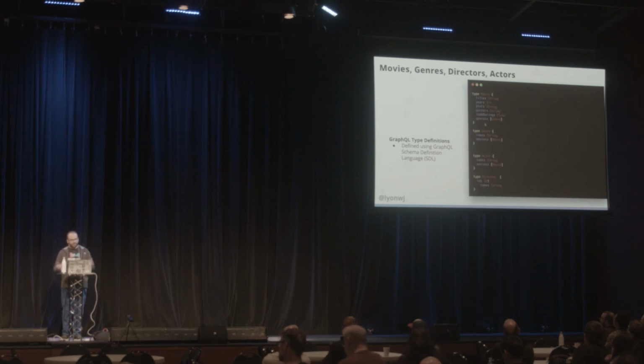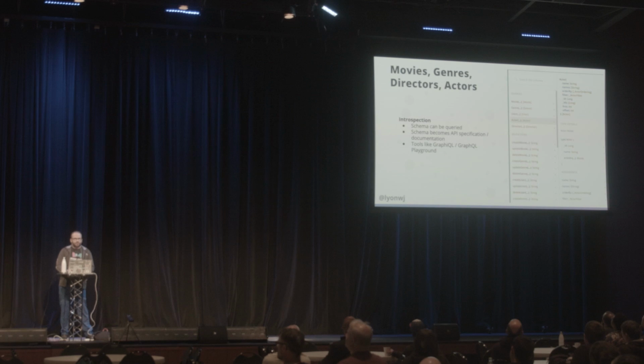So types, these are the nodes. These fields referencing other types, those are the relationships connecting our types. This is using the GraphQL schema definition language, or SDL, which is this language agnostic way of defining our types in GraphQL.